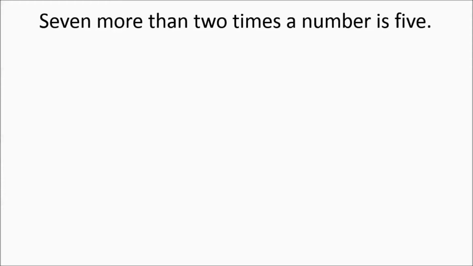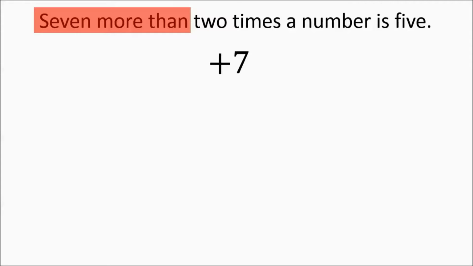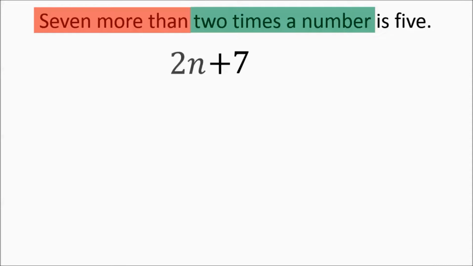So now we have "7 more than 2 times a number is 5." "7 more than" has that word "than" in the phrase. That's a switcheroo phrase. So it's not going to be 7 plus, it's going to be something plus 7. And then whatever comes next actually goes in front of the plus sign. So we have the 2 times a number. And then it ends with the "is 5," always equals.